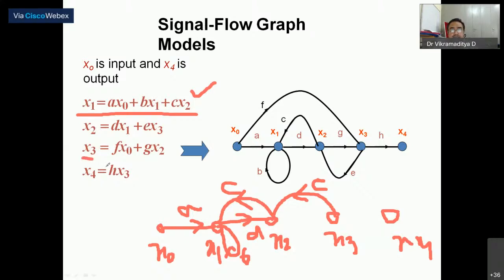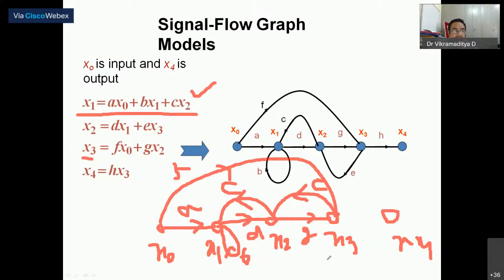Now next is your x3. What is the value? x3, again an incoming branch is f x0. So another branch is coming from x0. You will just move like this. This is coming, and the magnitude is F. Its gain is equal to F. Plus g x2. Where is x2? x2 is here. It is the forward path, therefore mark its gain as G.